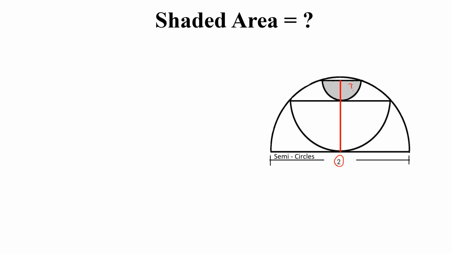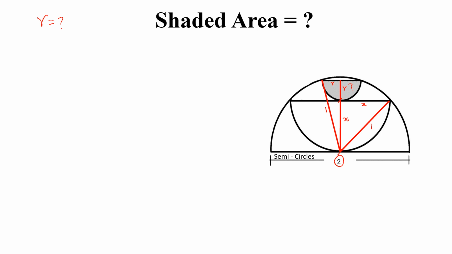First we draw this line. This line is perpendicular on the diameters of all the three circles. Let this length be r, the radius of the small semicircle. This will also be r, and let from here to here this length be x. This is the radius of this medium semicircle. This will also be x. Draw this line. This is the radius of the large semicircle. We know that this is 1. Similarly, this is also the radius of the large semicircle. This is also 1. We need to calculate the value of r.